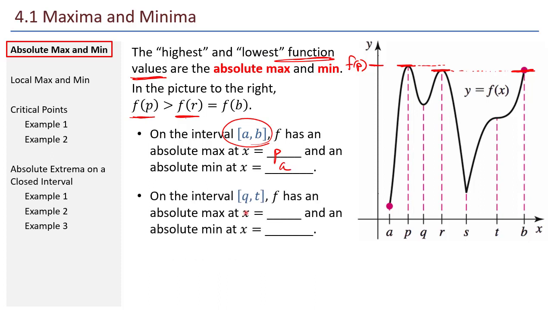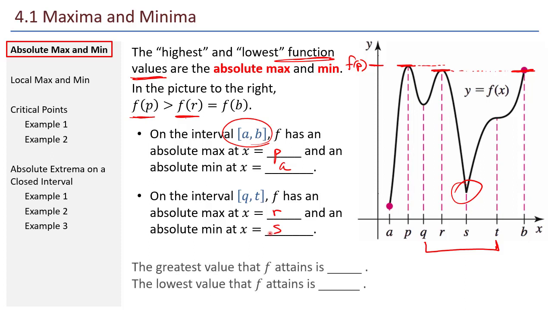Now what about if I restrict my attention to the interval from q to t? This closed interval from q to t. f has an absolute max, well, let's see, not q, maybe r. Is r the point? Maybe r. And an absolute min, let's see, the lowest it gets right there at s. x equals s. When we talk about maxes and mins, we're often concerned with the x value where these maxes and mins occur. What is the x value? Not necessarily what is the actual maximum value or the actual minimum value.